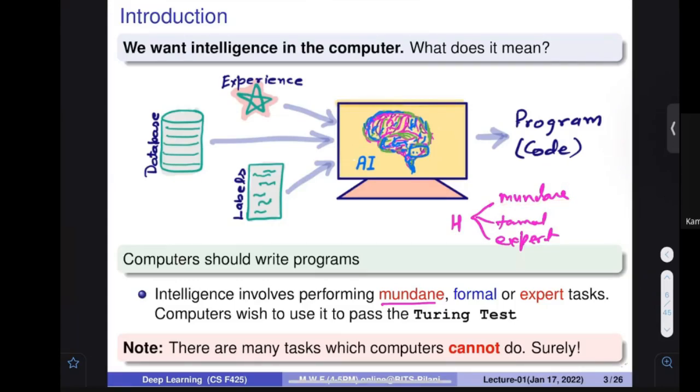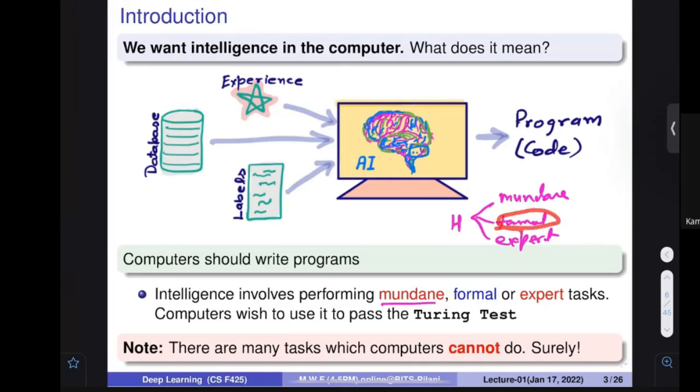For example, when you wake up in the morning and brush your teeth, this is also a mundane task. And doing this is not easy, because just think about mopping robots. They also need to do some kind of planning and operations.